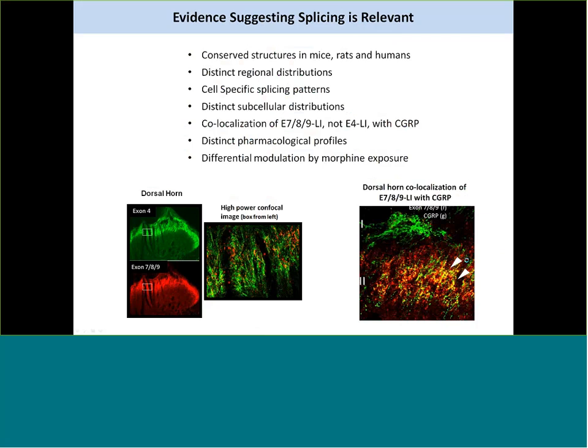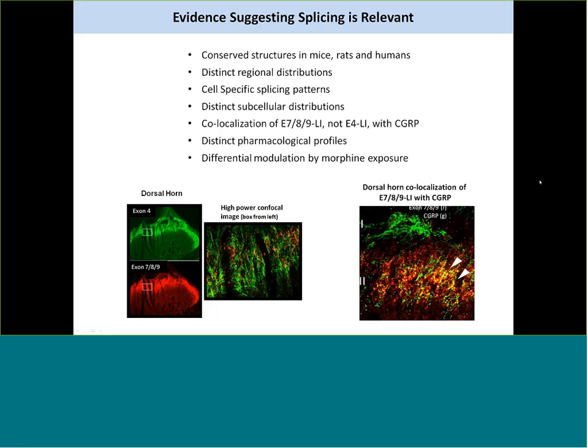There's been much evidence to suggest that these are relevant. Much of it is indirect. First, the conserved structures in mice, rats, and humans, the distinct regional distributions within the brain, the cell-specific splicing patterns, which you can see on the bottom here. Looking at the dorsal horn, you can see the exon 4 epitope labeled in green is located very nicely in the dorsal horn, exactly where you might expect to see it for a mu receptor involved in pain modulation.